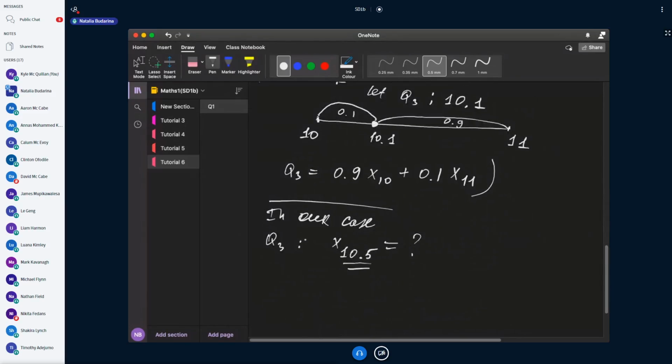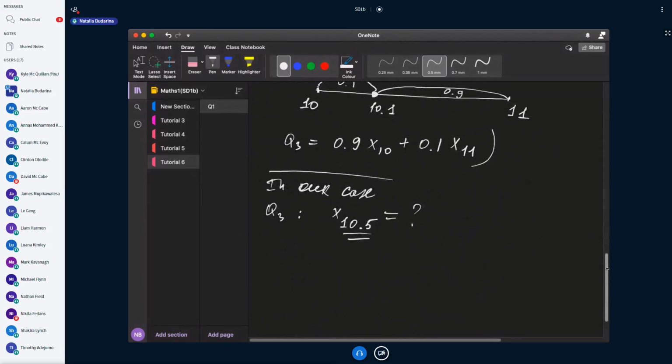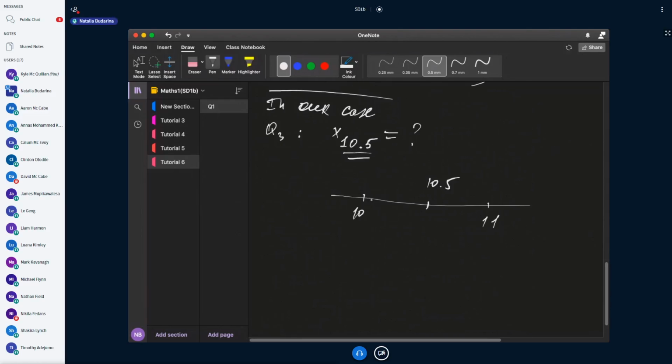But what is this x10.5? I know what x10 is, I know what x11 is, and so on. But what is x10.5? Or in my artificial example, what is x10.1? In this case, 10.5 is exactly between the two numbers, 10 and 11. Here is 0.5, or 50%, and here 0.5.